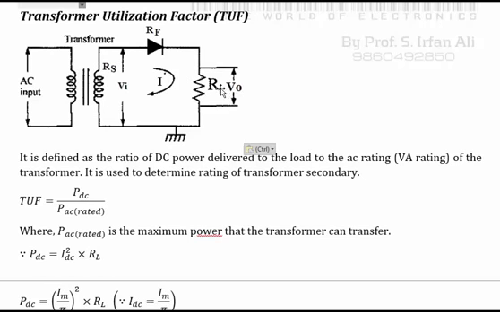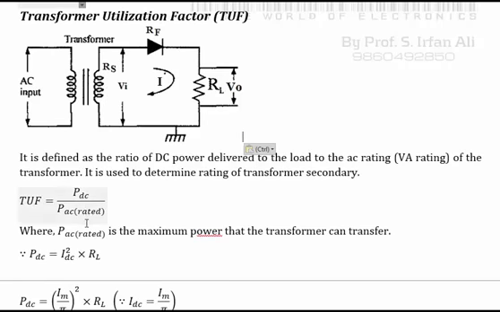So if the power used at the load side is PDC, then the power used by the rectifier from the secondary side will also be equal to PDC, and the power consumed by the transformer from the AC input will also be equal to PDC, because the same power is transferred from input to output side. But the capacity of the transformer is made to transfer power up to PAC rated.